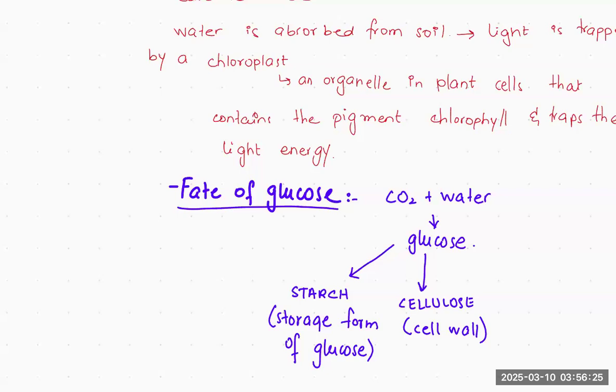Then some of it will convert into oil. You'll hear of olive oil or canola oil or sunflower seed oil. So that sunflower oil, where is it coming from? It's coming from the seeds. That's because the glucose is converted into oil.